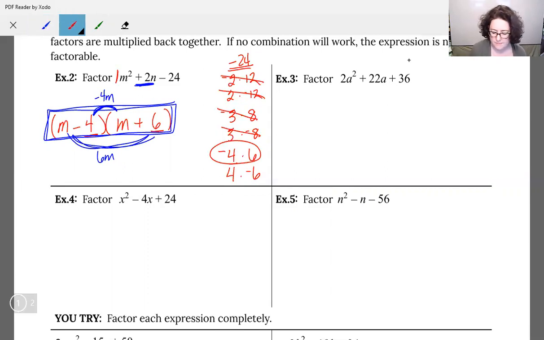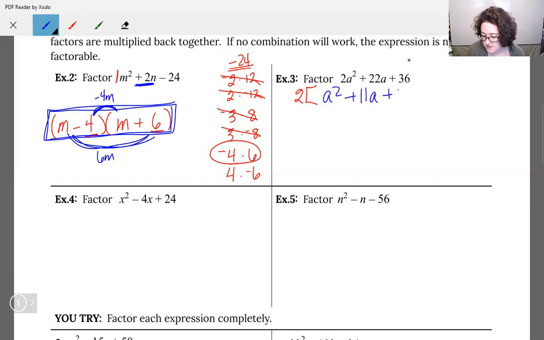Let's try another one. Okay, this one looks a little different though. I don't have a leading coefficient of 1 on this, but do you notice anything in common with all these terms? They all have a 2. So for this one, I'm actually going to take an extra step and do what we did last class and factor out a GCF. So every single one of my terms has a common 2. So really, the expression that I want to look at is a squared plus 11a plus 18. So really what we're going to concentrate on factoring is that a squared plus 11a plus, excuse me, not 13, 18.